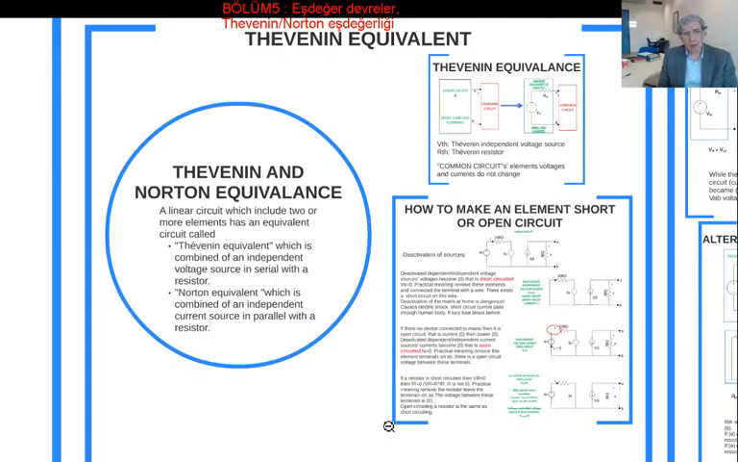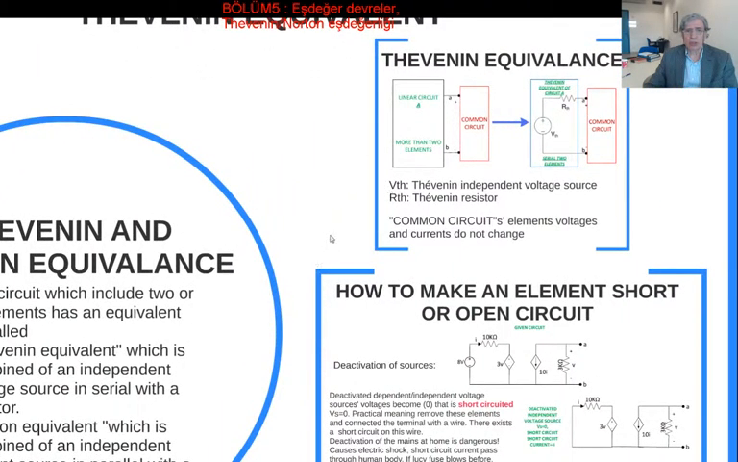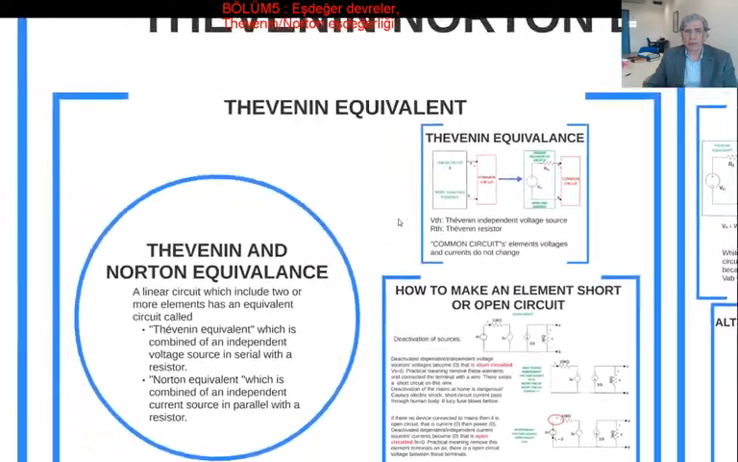A linear circuit which includes two or more elements has an equivalent circuit called Thevenin equivalent, which is a combination of an independent voltage source in serial with a resistor. Now here you are, see in this frame as well. We've got a linear circuit which includes two or more elements. There are many elements in it, and this circuit is going to be replaced with these two elements.